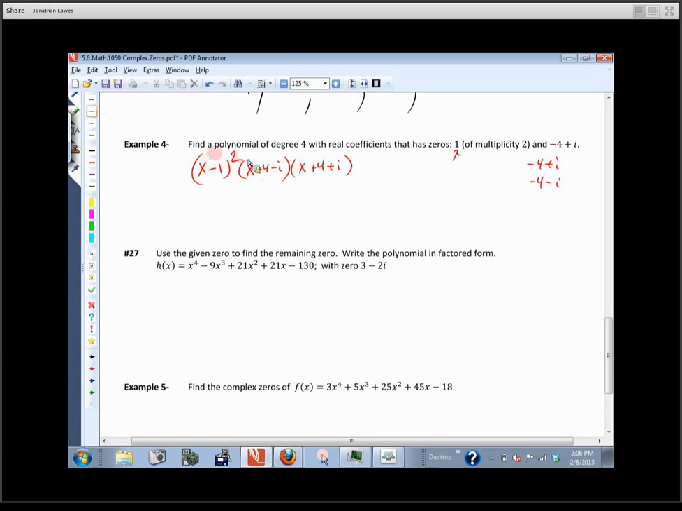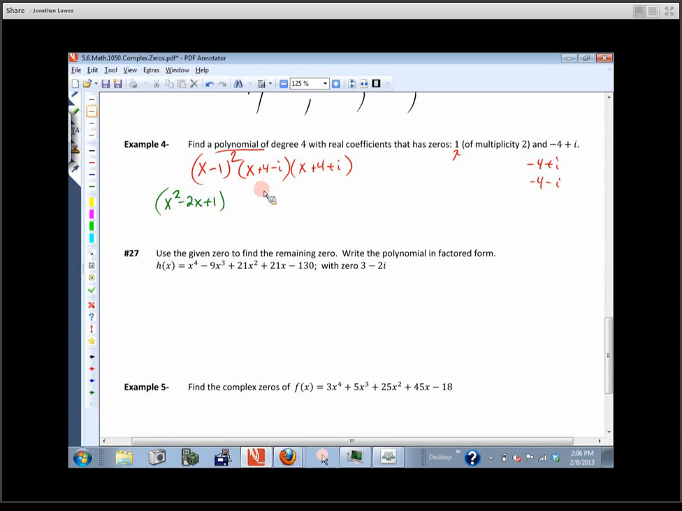Now, it says find the polynomial. This isn't a polynomial. It's the factored polynomial. So how would we find the original polynomial? We do have to multiply this out, but I want you to watch. This one should not be hard, and you should immediately know what the answer is. When we square a binomial, we get a perfect square trinomial, and that is x squared minus 2x plus 1. That's what we get from this one.